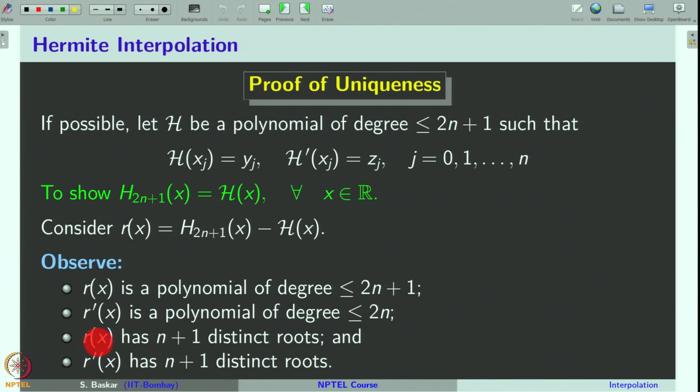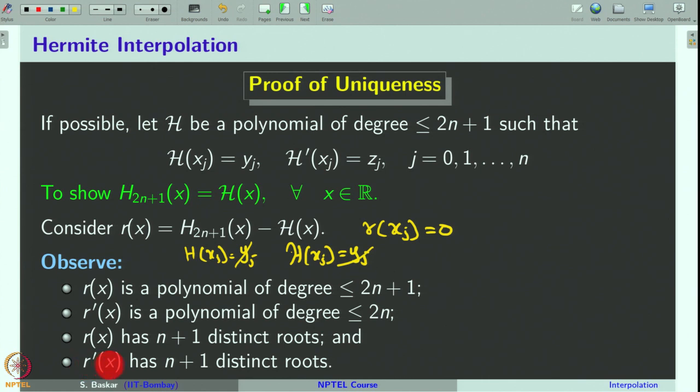Also, from the first set of interpolation conditions, we can see that R of x has n plus 1 distinct roots, which are precisely the distinct node points from our given data set, right? This is because at any node point xj, R of xj is equal to h of xj minus script h of xj, right? But we know that h of xj is equal to yj, and script h of xj is also equal to yj. Therefore, they get cancelled and you will have R of xj is equal to 0. And this happens for each j equal to 0, 1, 2 up to n. Therefore, R has n plus 1 distinct roots.